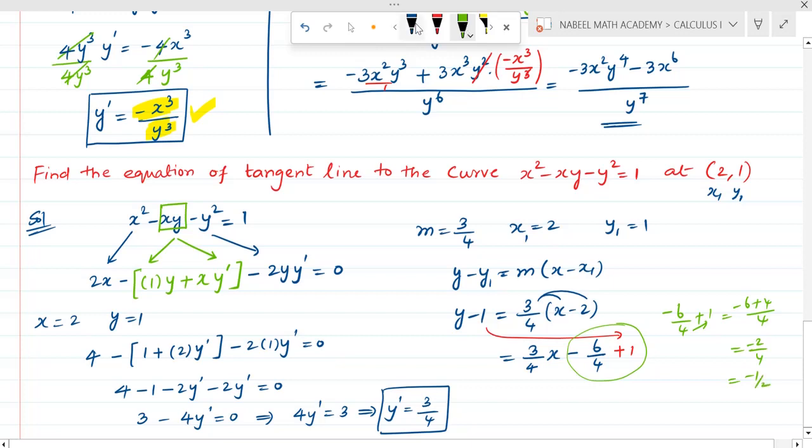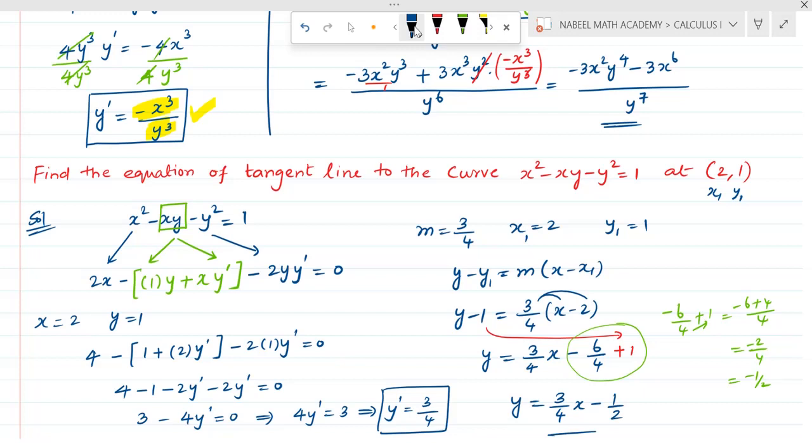So I just substitute the final answer. This is y equals 3 over 4 x minus half. That's it.